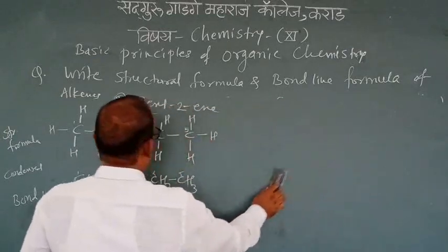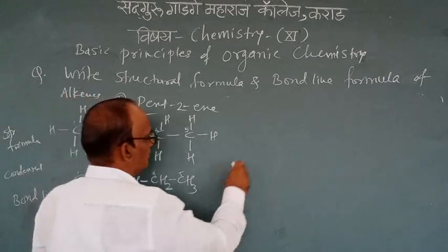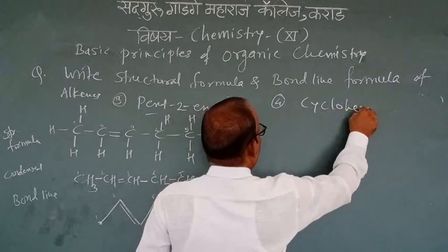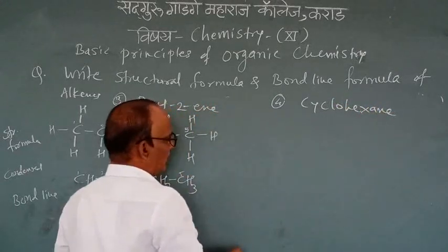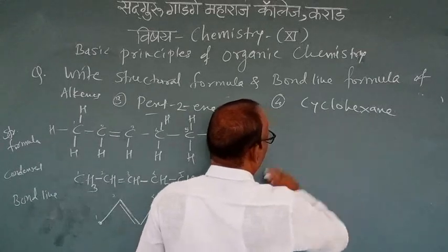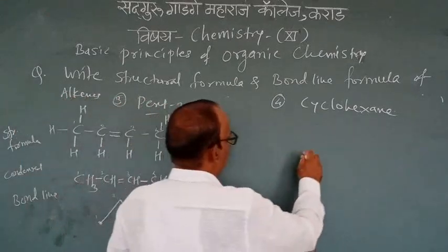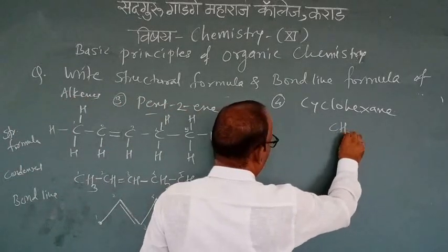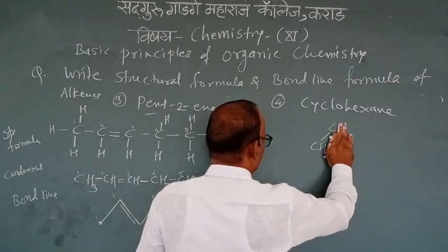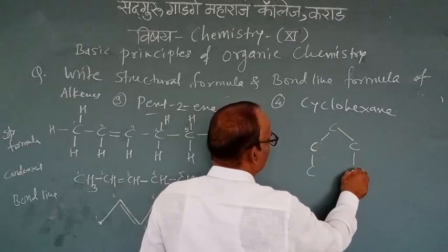Then one more example, that is cyclohexane. Here hexane means C6, 6 carbon atoms are there. But cyclo means cyclic structure. So first you write the structural formula, that is CH2 groups. First you write here the carbon atoms, 6 carbon atoms.